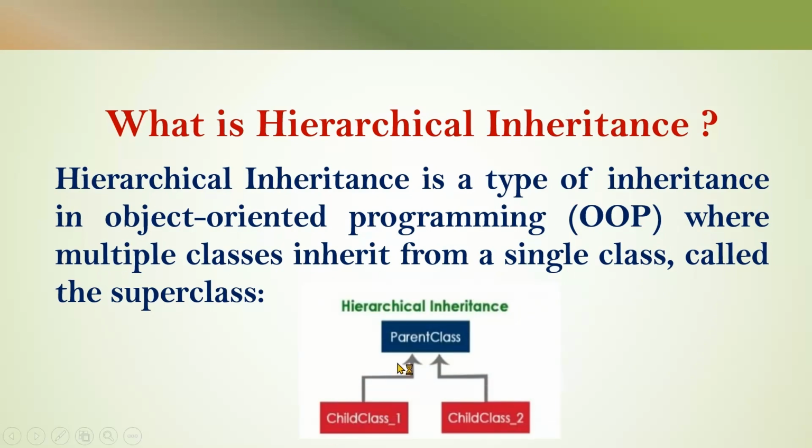If you look at this diagram, you can see a superclass, which is nothing but a parent class, and we have child class 1 and child class 2. Like that you can have any number. So if you derive like this, then that inheritance is considered hierarchical inheritance.